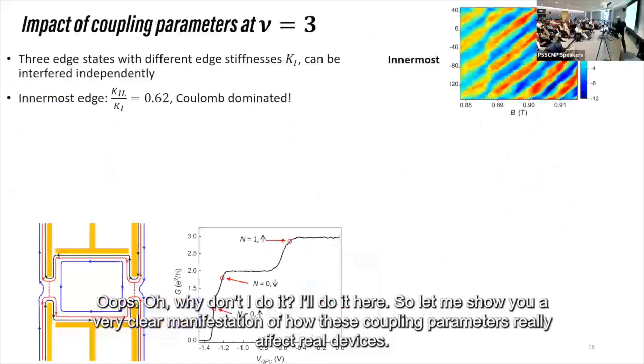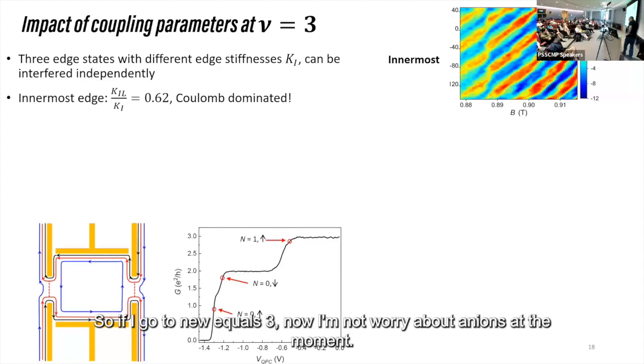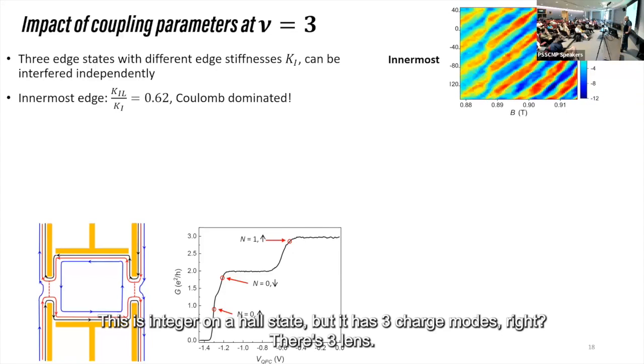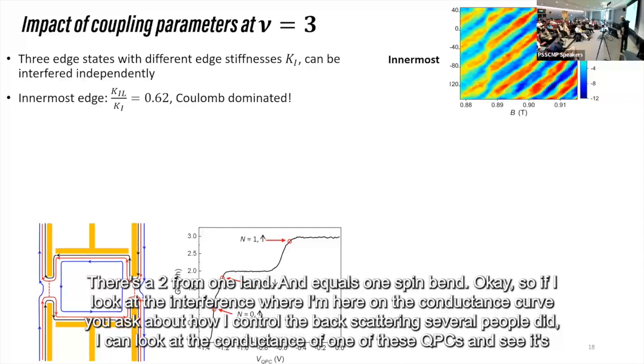I'll do it here. So let me show you a very clear manifestation of how these coupling parameters really affect real devices. If I go to nu equals 3, now I'm not worried about anyons at the moment, this is an integer quantum Hall state, but it has 3 charge modes, right? There's 2 from the lowest Landau level, and the n equals 1 spin band, okay?